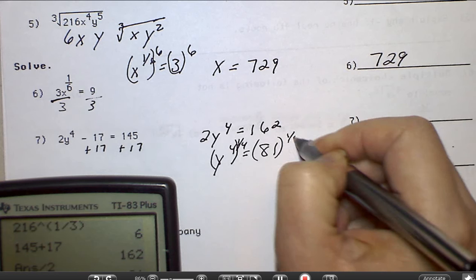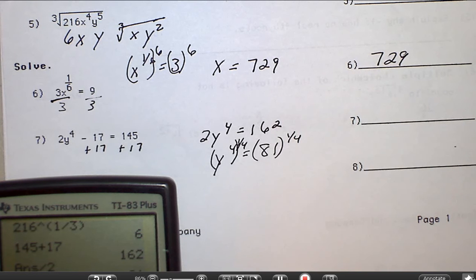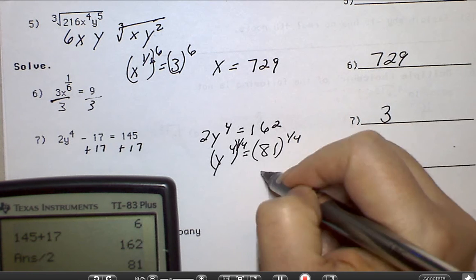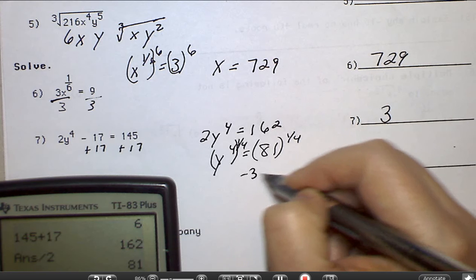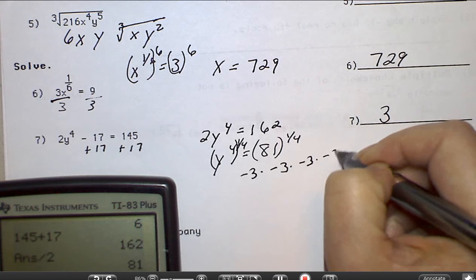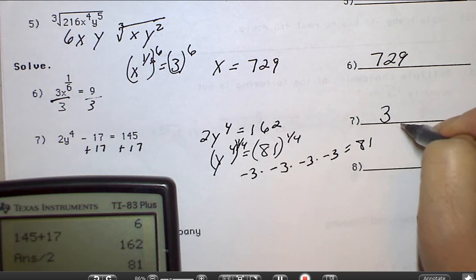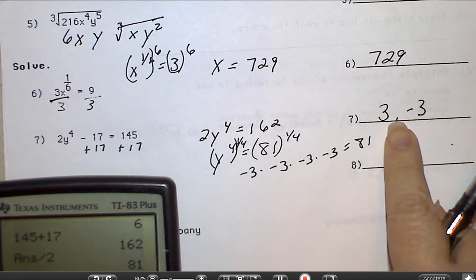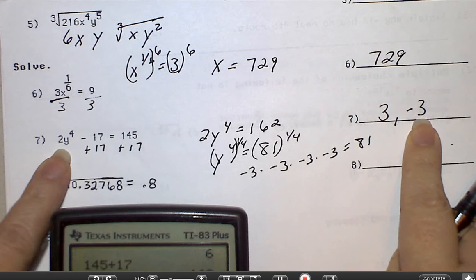So I raise that to the 1/4, and we get 3. But we also know that negative 3 times negative 3 times negative 3 times negative 3 is also going to be 81. So that means negative 3 will also work. And also remember that you can always throw this back into the original, and you should get 145.